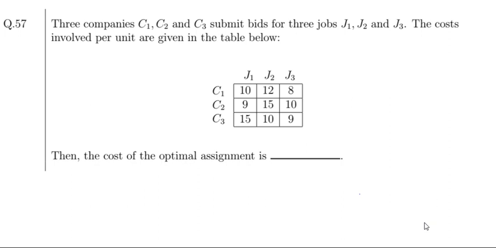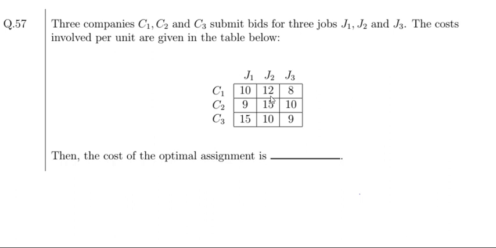In this video, we will solve some problems asked in GATE 2022. The first problem is related to the assignment problem. Three companies C1, C2 and C3 submit bids for three jobs J1, J2, J3. The cost involved per unit are given in the table below. There are three companies and three jobs, so we have to allocate the jobs to these three companies, and the problem is to find the cost of the optimal assignment.